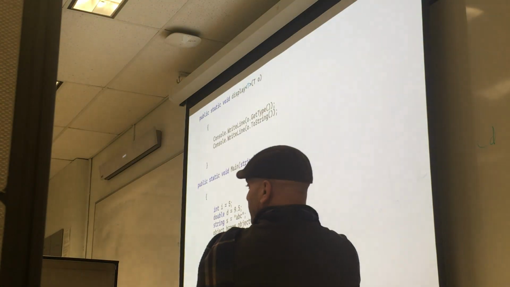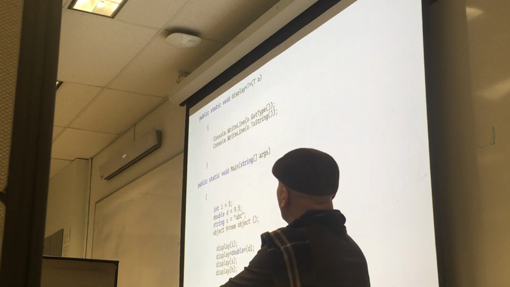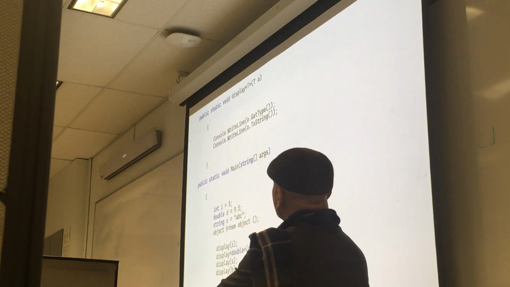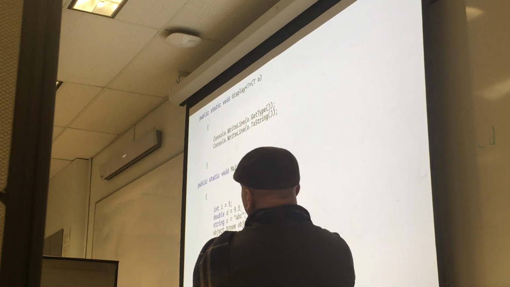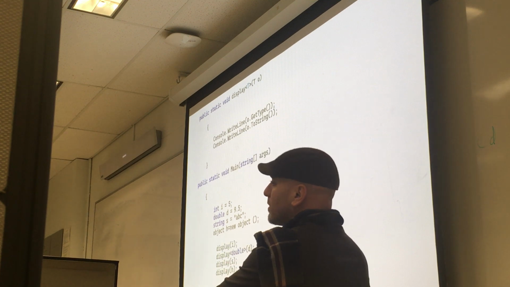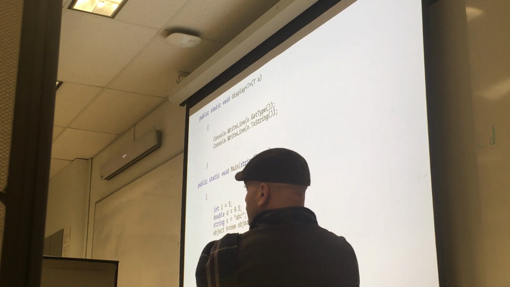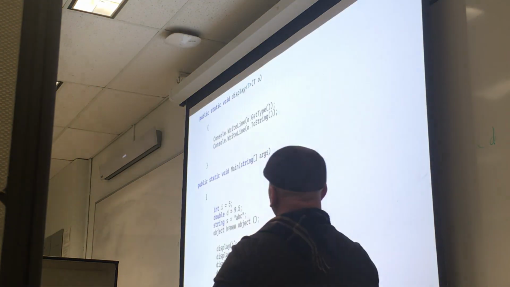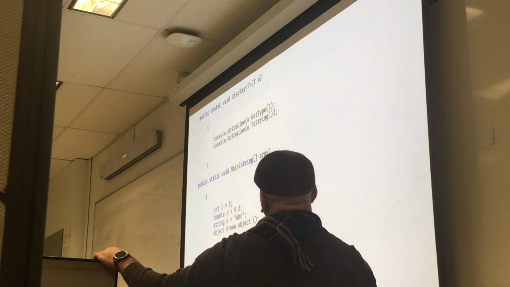This is an example of a generic method. Now, public static void display T. T is your generic data type. This method takes one parameter, T of O. T of O, what is O?